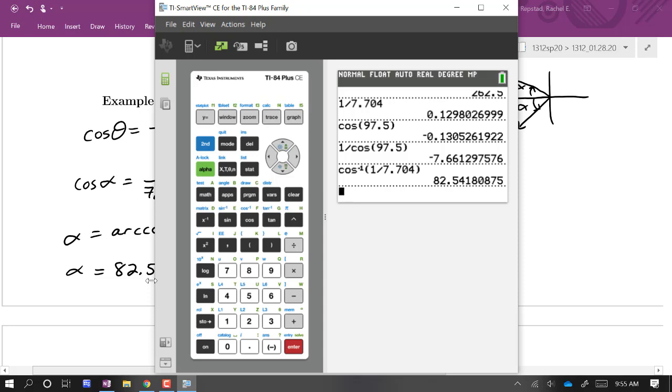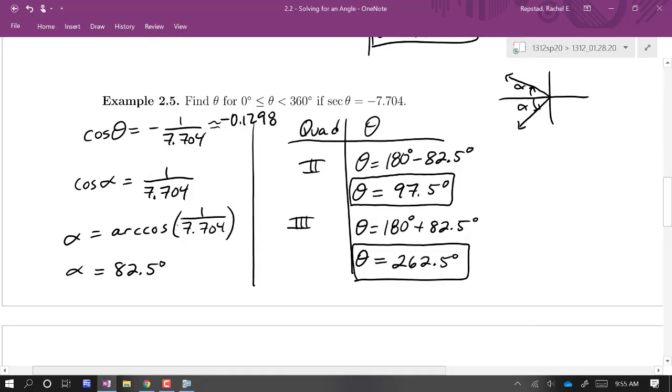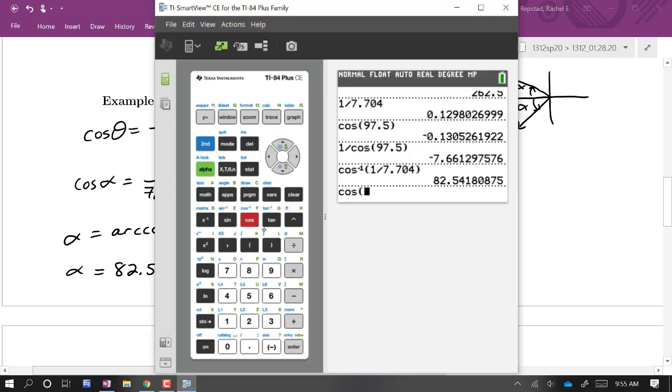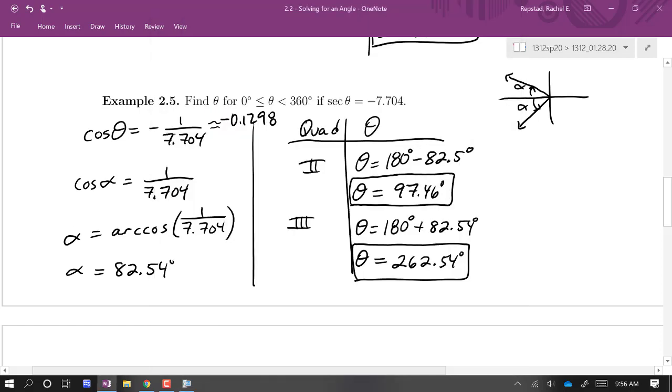$82.5. Maybe I shouldn't have approximated so much. I'm going to try this. And this will be, what, 4.6? And this will be 4.6 or 5.4. Let's try that. Oh, that's much better. 0.1298. Okay, maybe just a note about rounding.